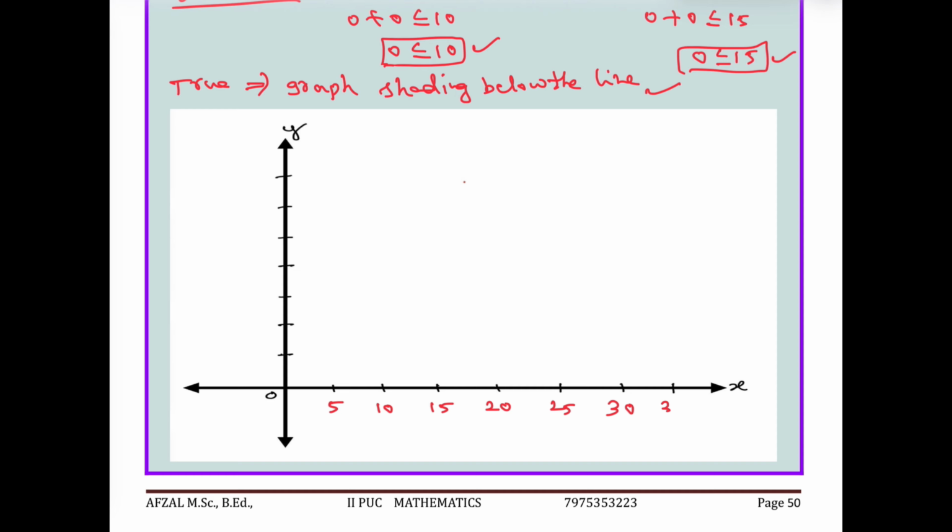Next we have to find the integral 0 to 2 pi cos power 5 x dx. Integral 0 to 2 pi cos power 5 x dx.